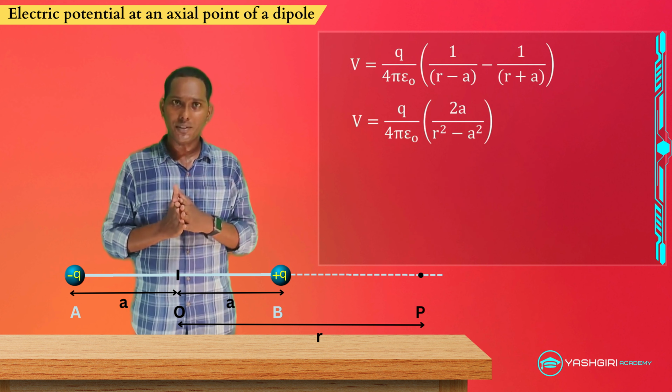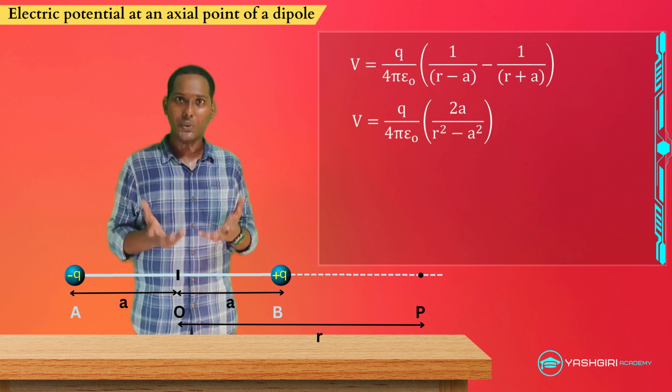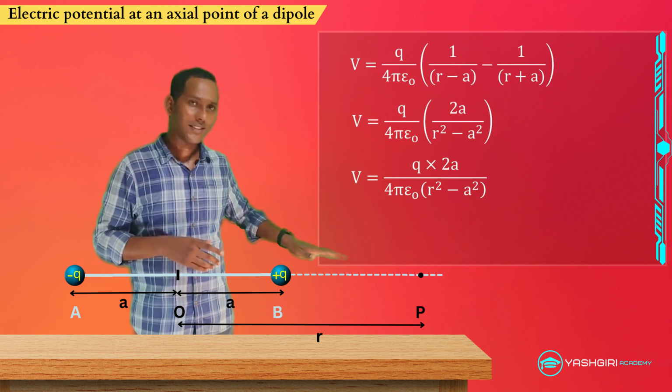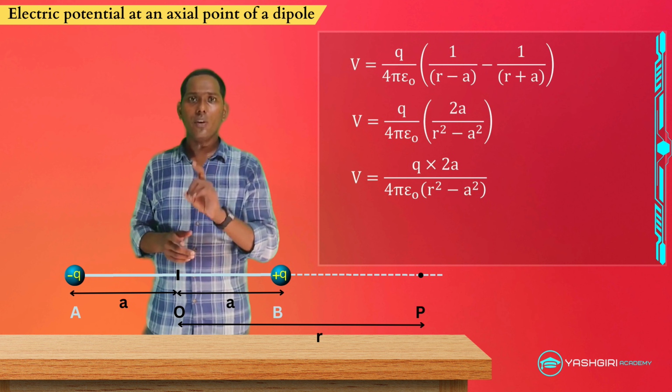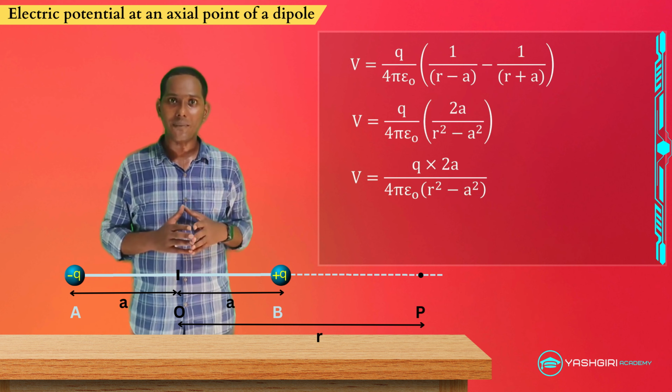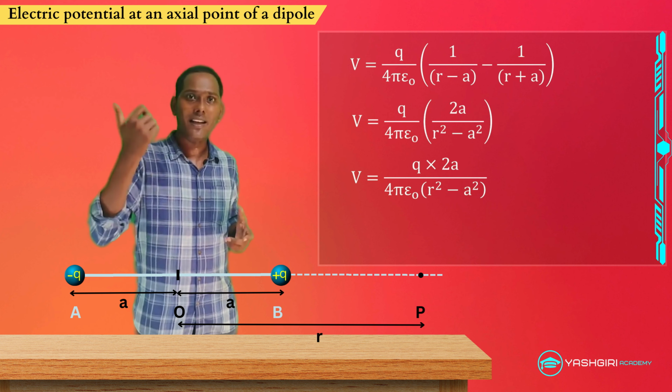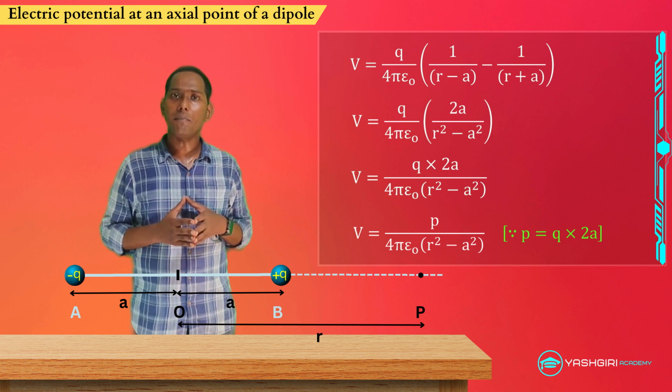In the numerator you will see the charge q into 2a, divided by 4 pi epsilon naught into r square minus a square. So this is the equation that I'm having. Now if you just see, what is this q into 2a? It's nothing but the electric dipole moment, which I can write by the letter p. So let me just replace it by p.